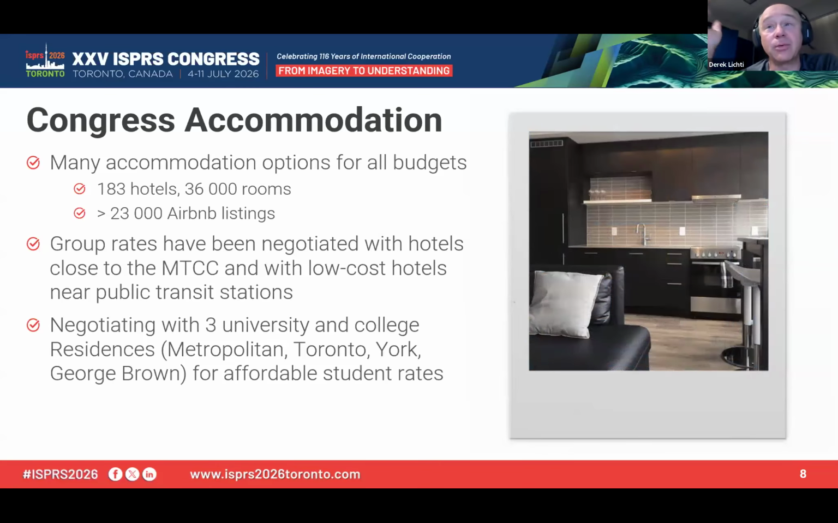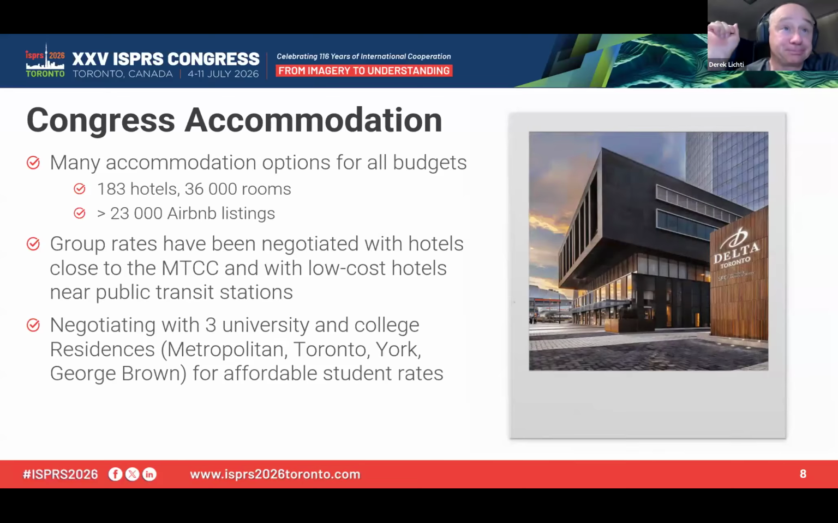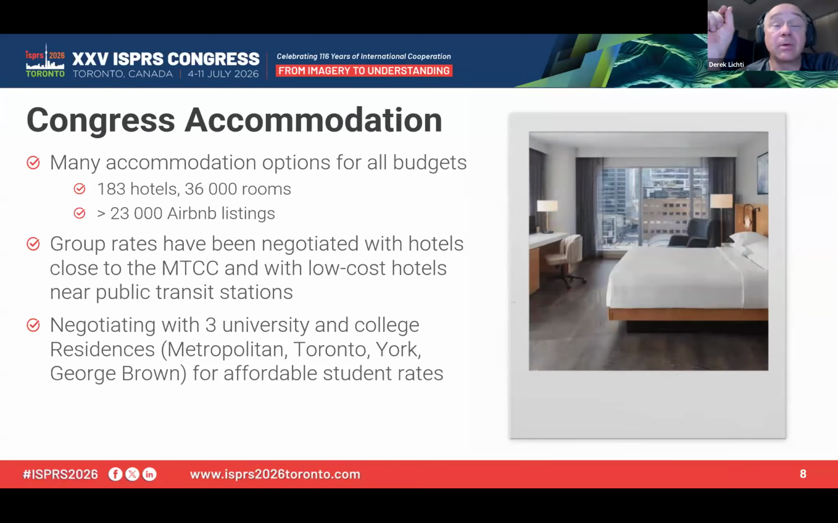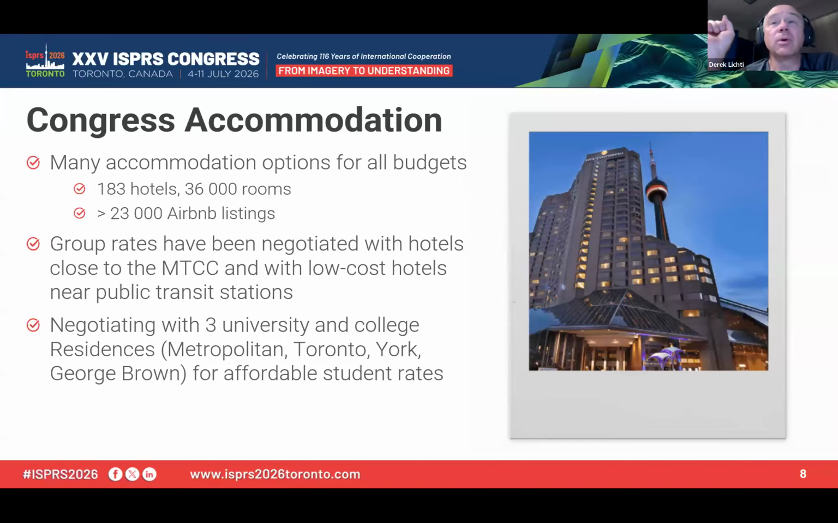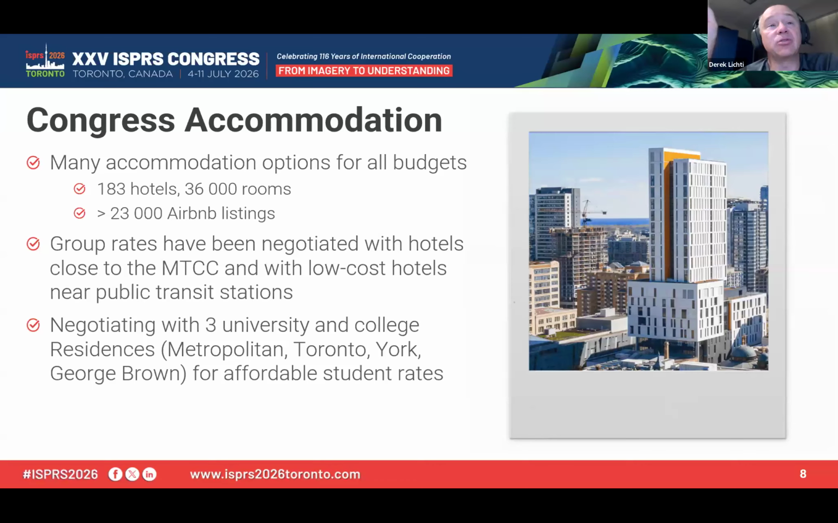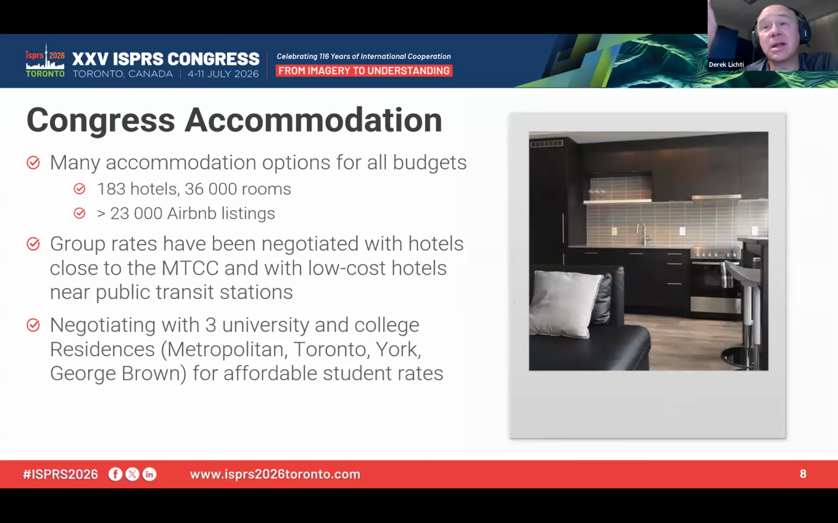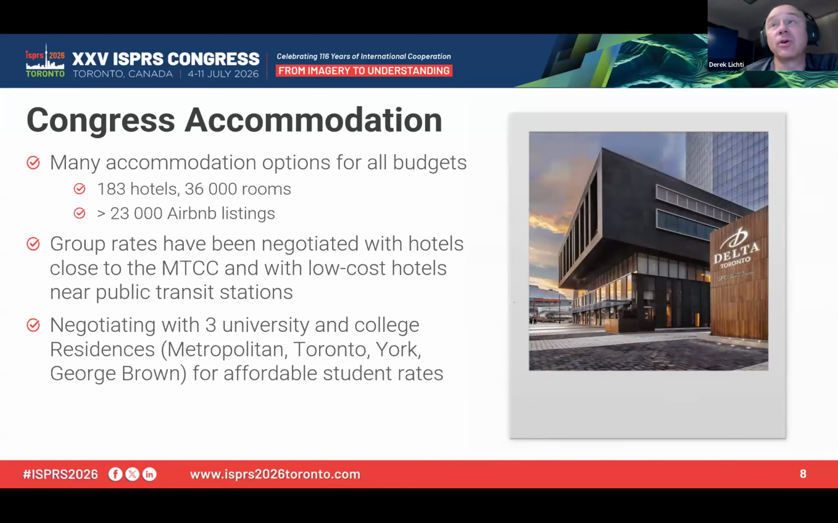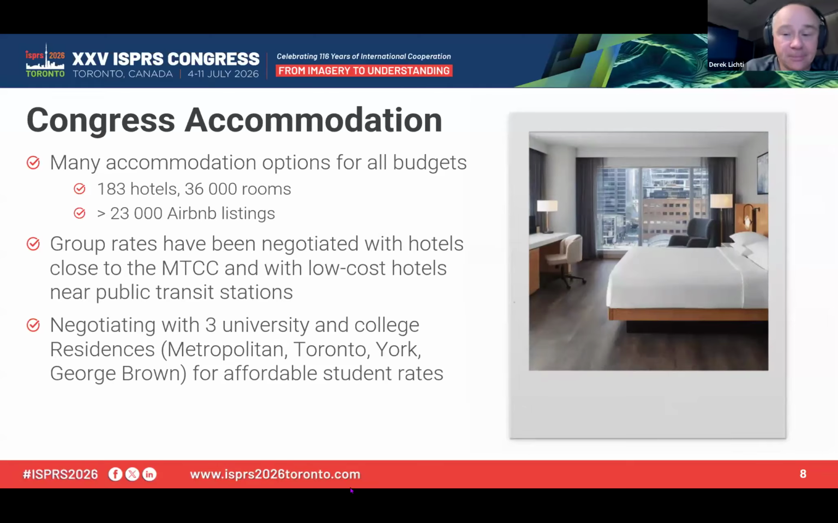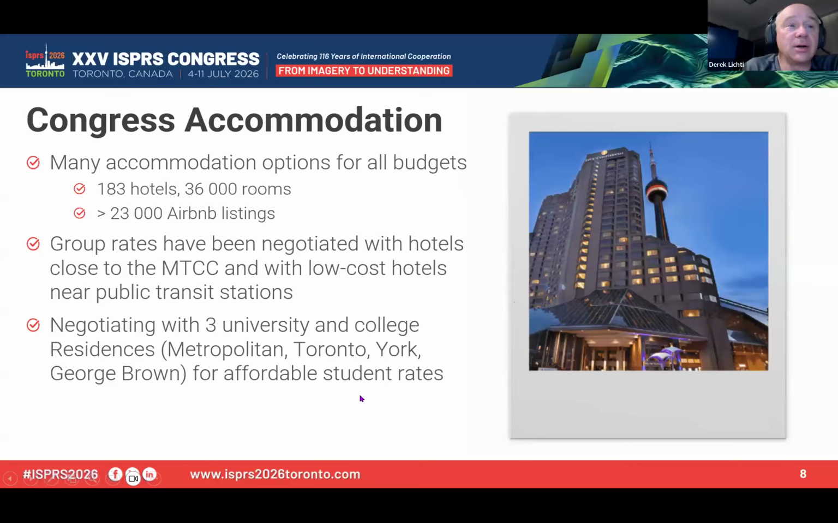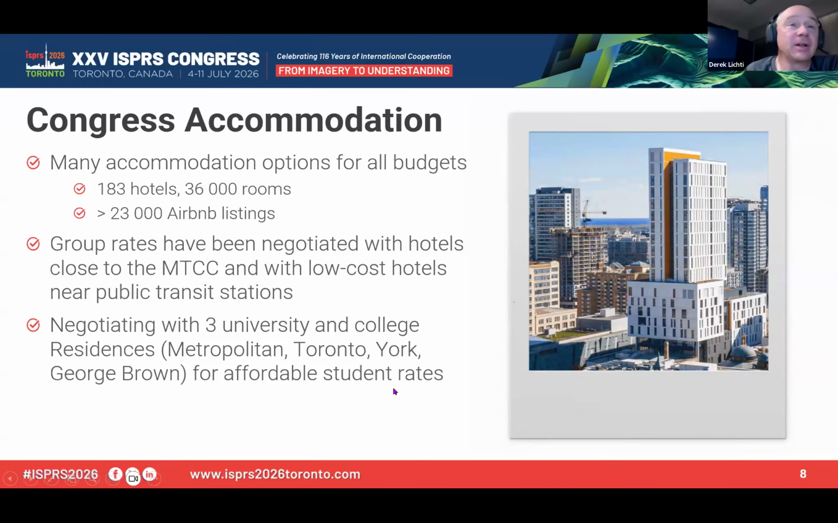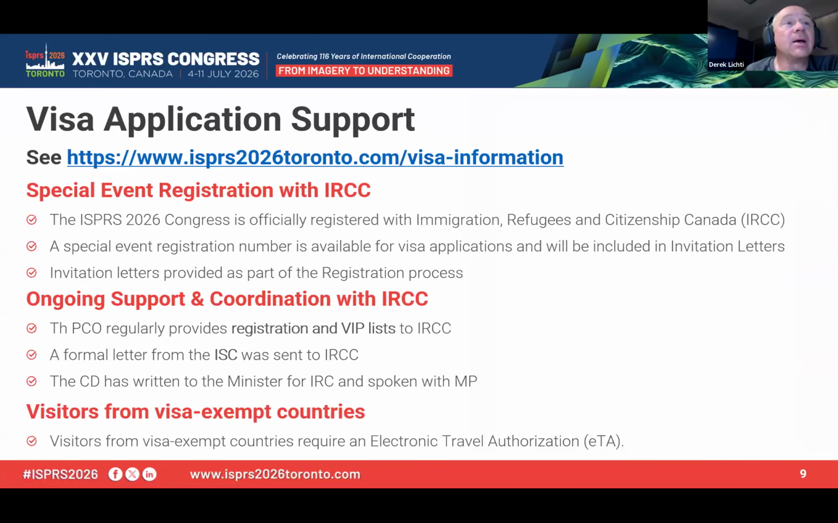Okay, so in terms of accommodation, this is probably of interest to people as well. There are, of course, hotel rooms in Toronto, as well as Airbnb, but we're also working with a number of tertiary education institutions in Toronto, universities and colleges, to provide much more affordable rates for accommodation in Toronto, so you can still get to the Congress very easily by the transit system we have.